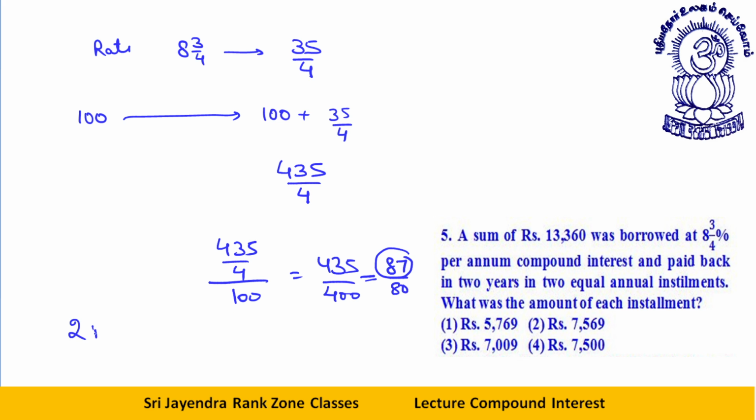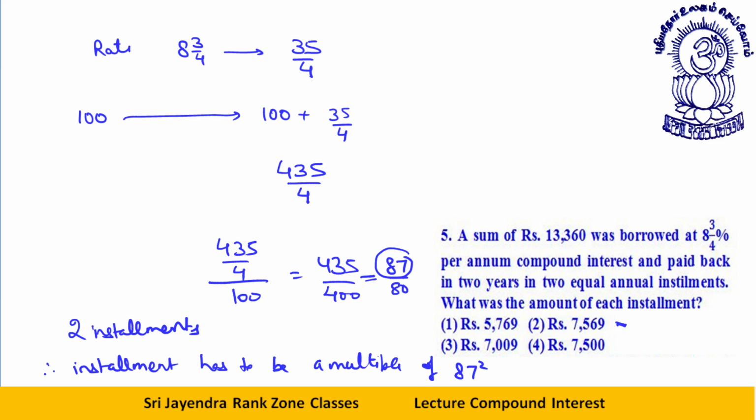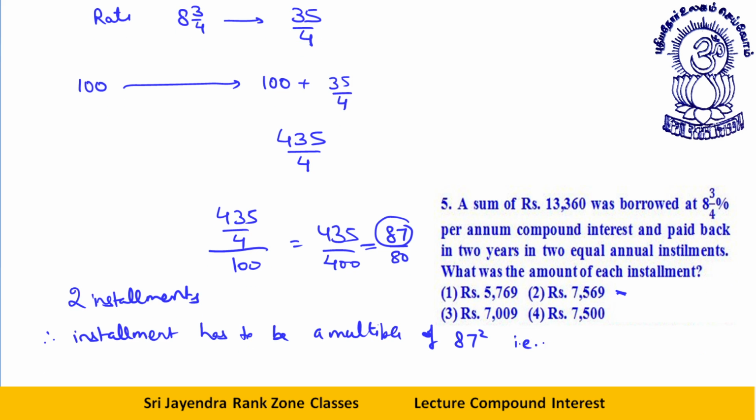Now, two installments. If you are good at squares, you very easily know that 7569 is the square of 87. This will be your answer. Two installments, therefore the installment has to be a multiple of 87 square, that is 7569. If 7569 is divisible by 87, then 7500 can never be divisible.